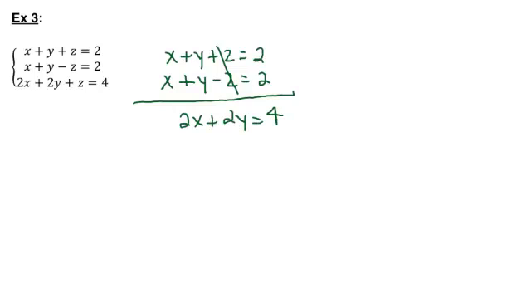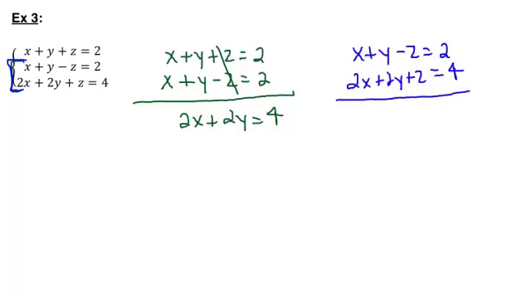And then we're going to do the same thing. In this case, we're going to use our second two equations. Notice our z's are going to cancel out again. So we have x plus y minus z equals 2, and 2x plus 2y plus z equals 4. Again, z's cancel out. We get 3x plus 3y equals 6.